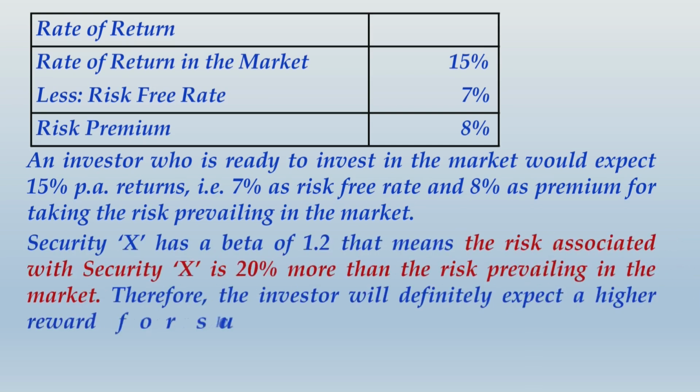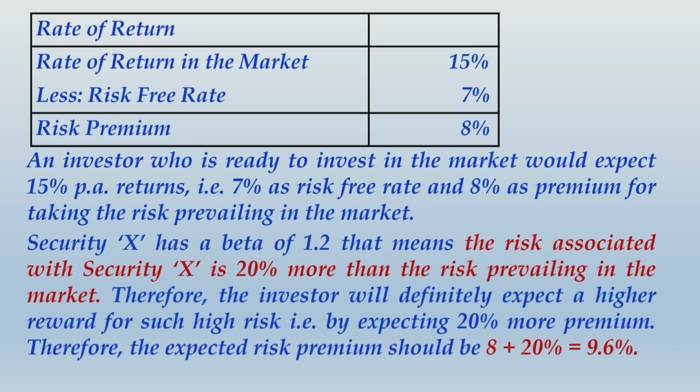Security X has a beta of 1.2. That means the risk associated with security X is 20% more than the risk prevailing in the market. Therefore, the investor will definitely expect a higher reward for such high risk, that is by expecting 20% more premium. Therefore, expected risk premium should be 8 plus 20%, that is 9.6%. So please write up this much and then I take you ahead.